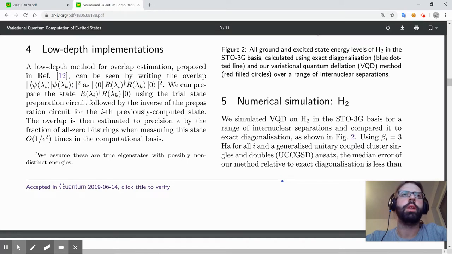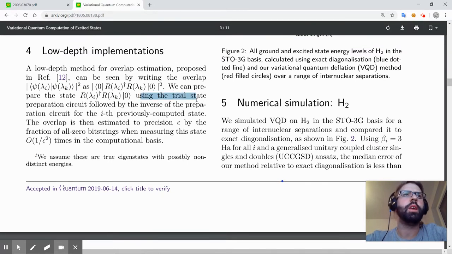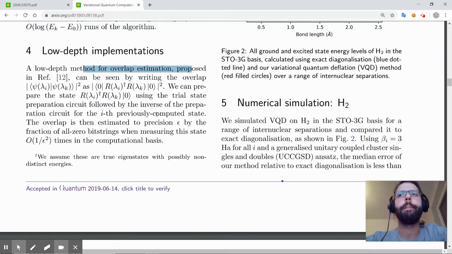I mean, I know, using the trial state preparation circuit followed by the inverse of the preparation circuit for the ith previously computed state. The overlap is a low depth method for overlap estimation proposed in reference 12, which can be seen by writing the overlap as... so you're using this.